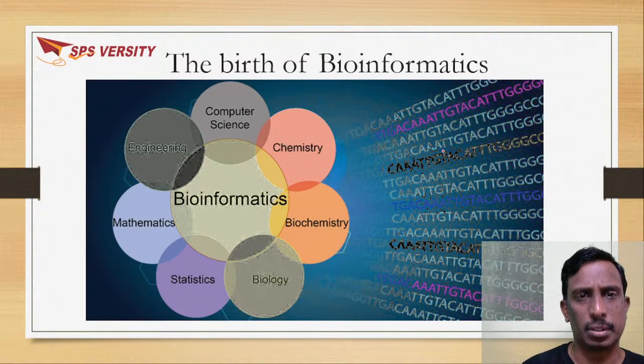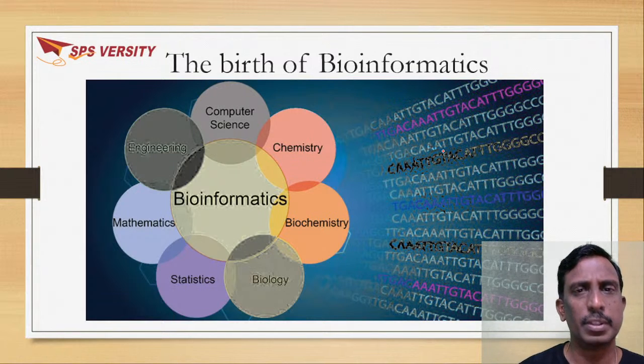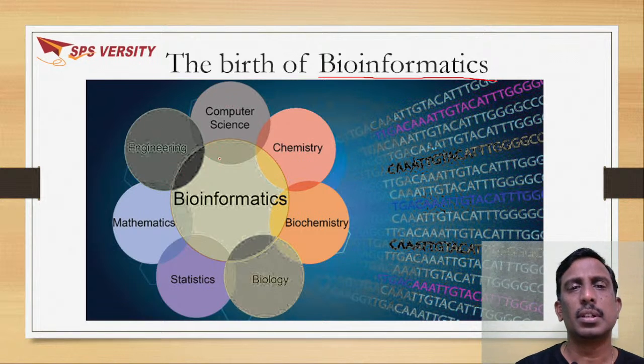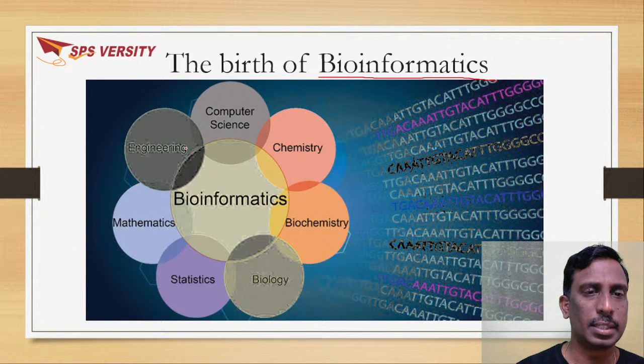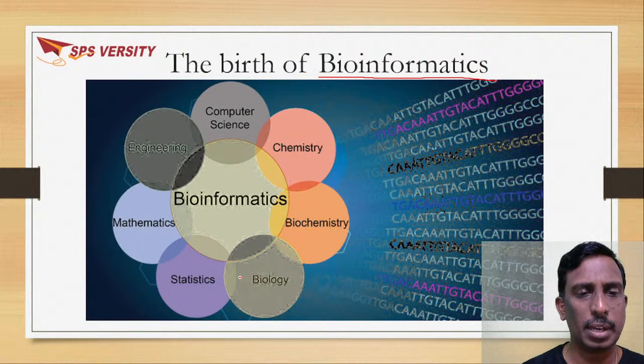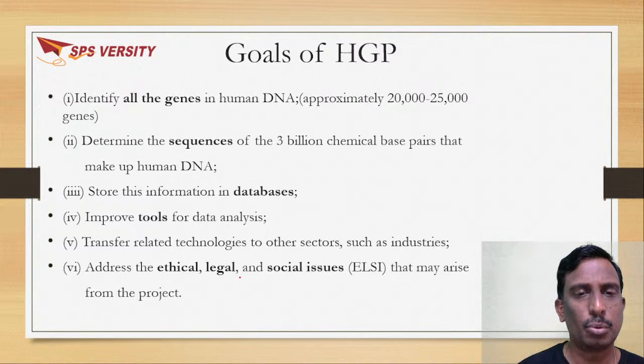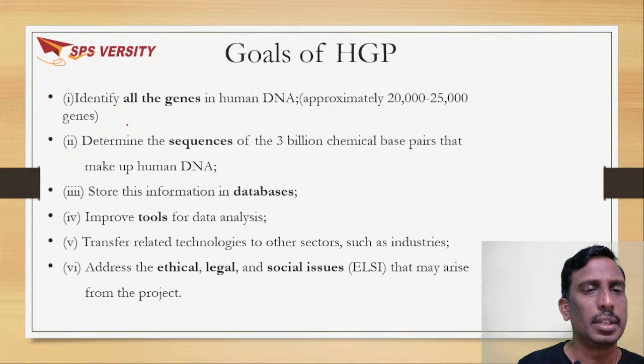In this Human Genome Project, along with branches of biology like genetics and biochemistry, another branch of biology has developed, that is bioinformatics, which involves other branches of science like engineering, computer science, chemistry, biochemistry, biology, statistics, and mathematics. In bioinformatics, the information is stored in the form of databases, that is, in systems. So bioinformatics deals with the storing of data.